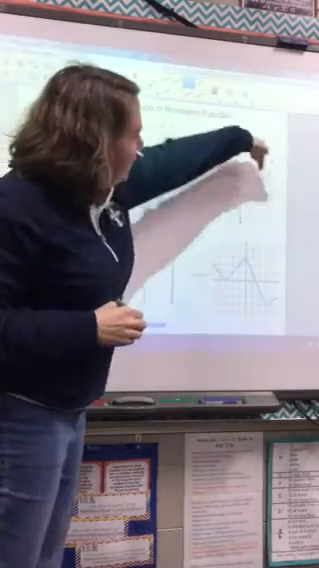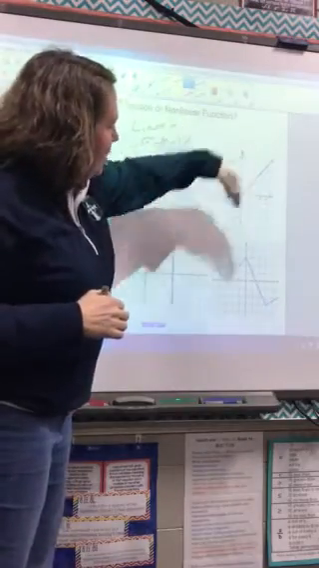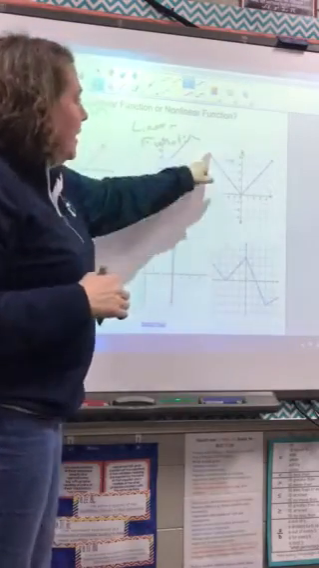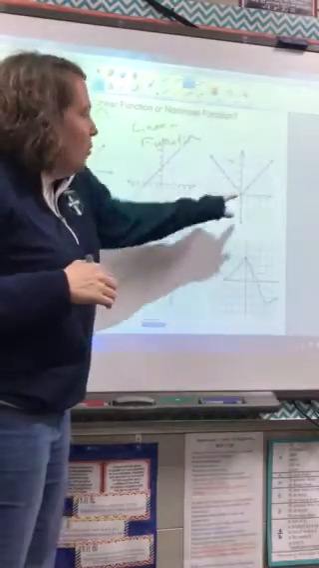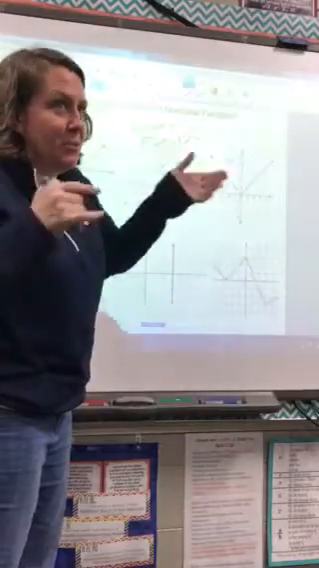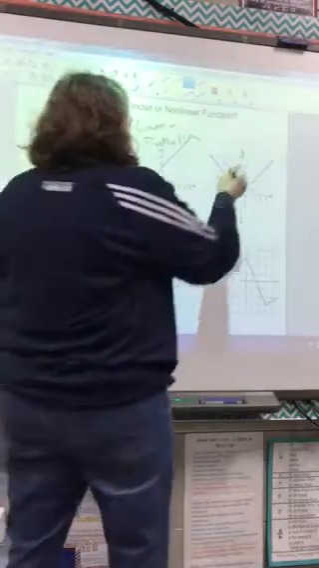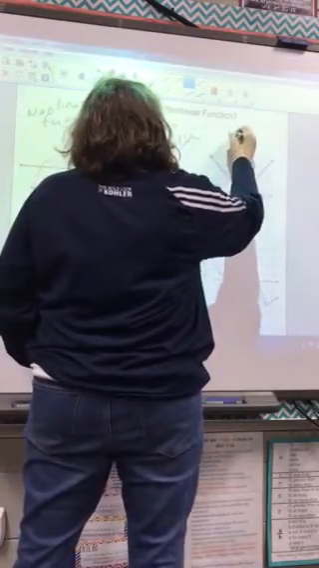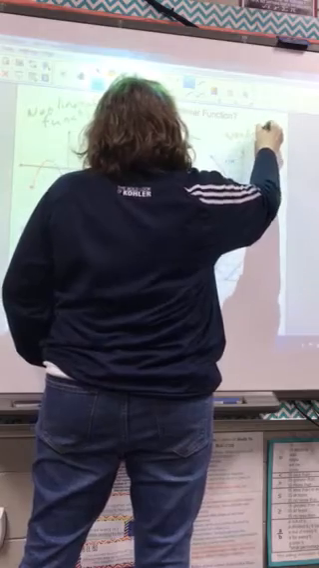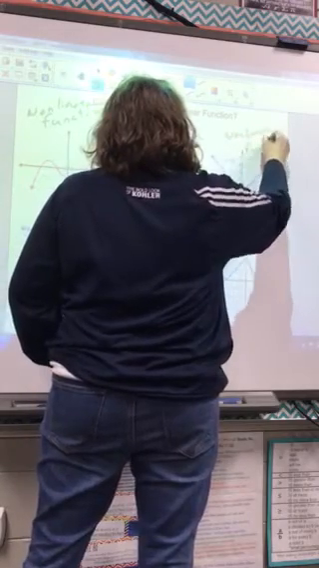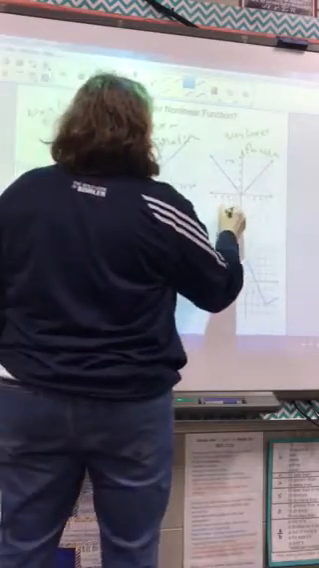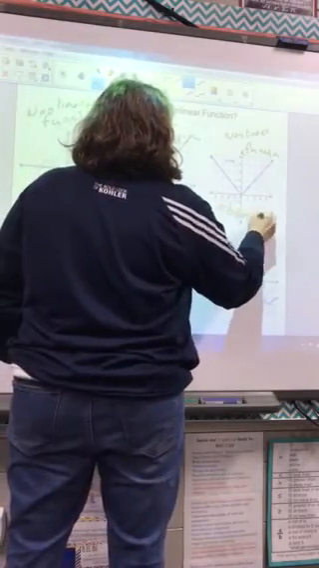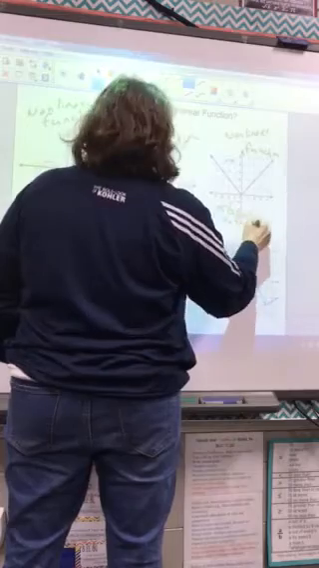The next one, it is a function. It passes the vertical line test. It looks like it's a line, but it's not. It's two lines. And you should know what kind of graph this is because we just did it in section 4E. This is a nonlinear function. It's actually an absolute value function. I'm going to put that under here. Absolute value function.